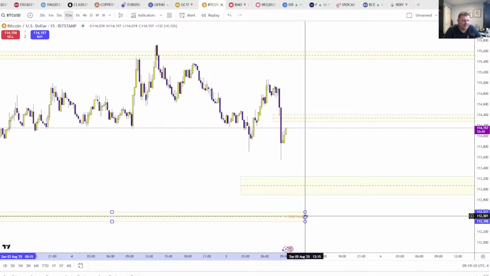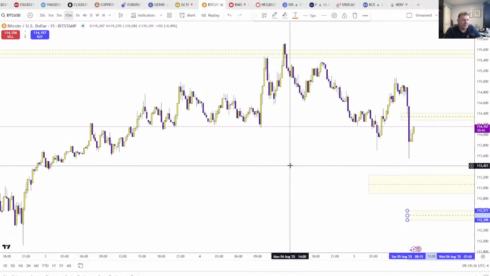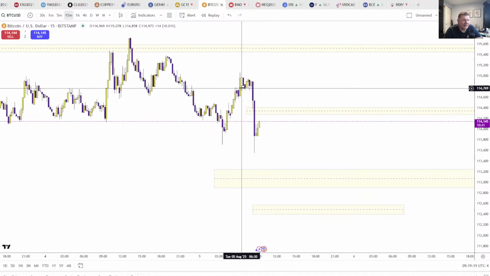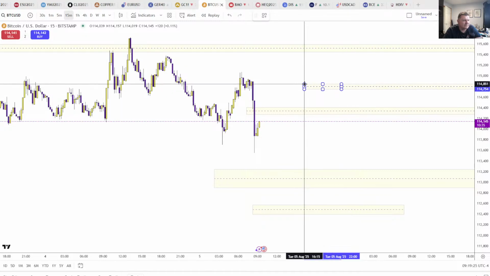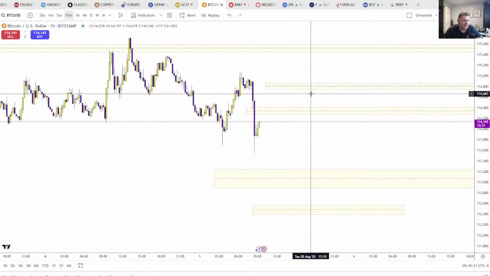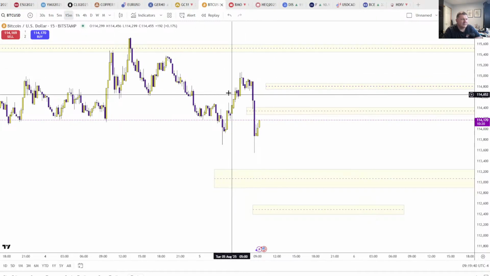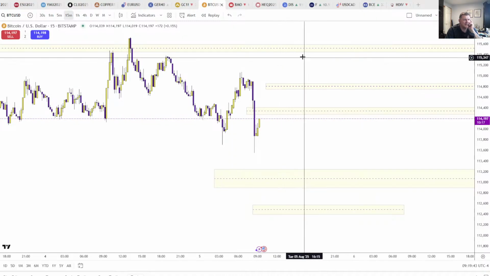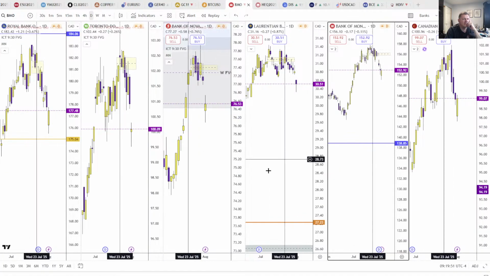Where's my next downside? If we get back through that, look for this upper premium level. And then we'll look where it's going to go from there after that, because there's a couple of levels above that before we hit this yet. So that's Bitcoin. Let's look at banks.